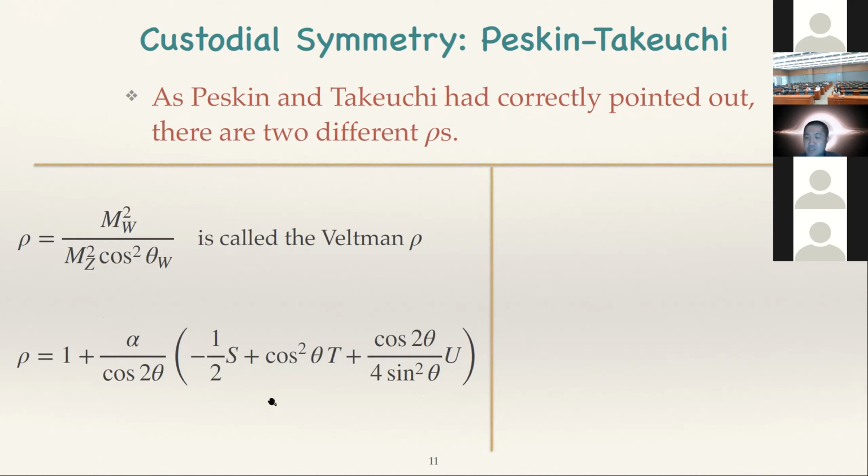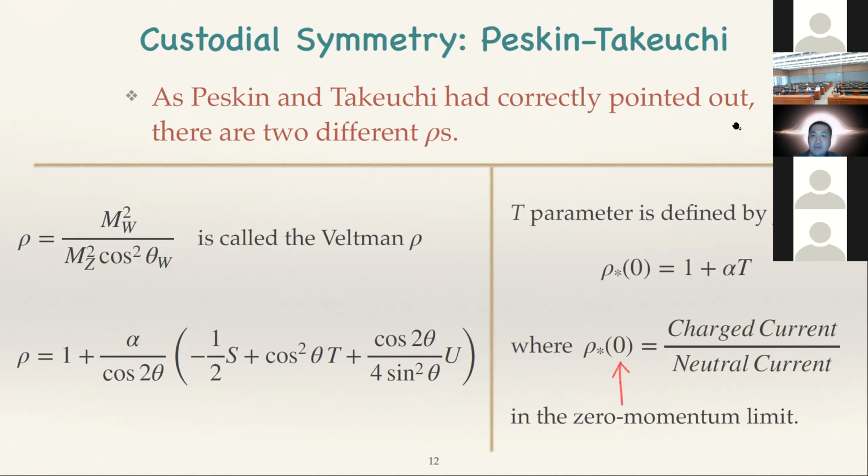That's just simplified, oversimplified things. Okay, now what does Peskin's original paper mean? They say the T parameter in their original paper is defined by another quantity, called rho star 0. Rho star 0 is truly like 1 plus alpha T. But how is it defined?